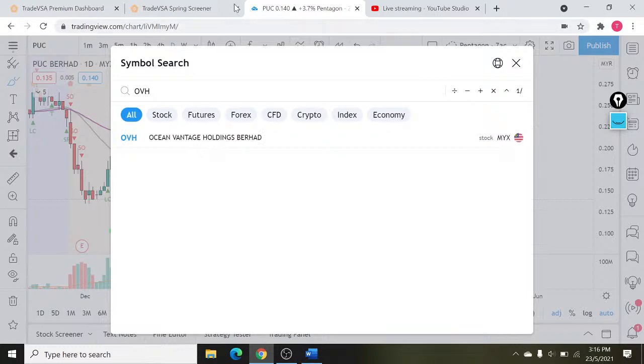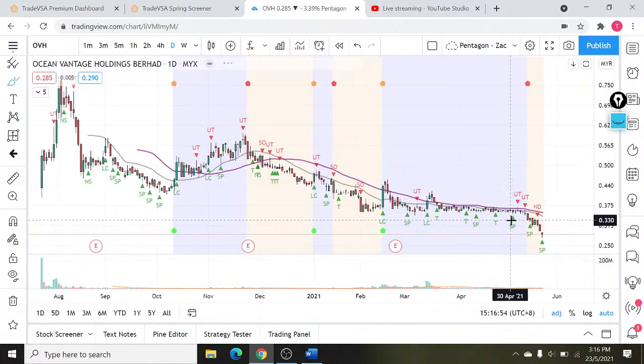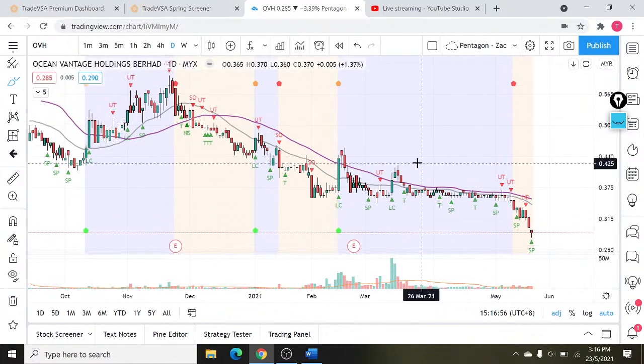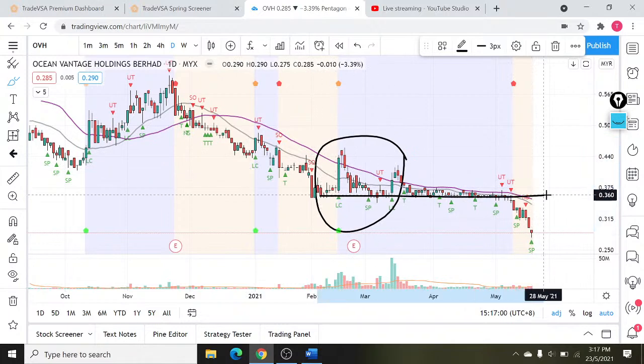Okay, any other stocks that you want me to look into? Okay, now this is the one that most of the time I'm not so keen on. High volumes should change the trend, but if high volume fails to hold, it's going to go lower and lower and lower.